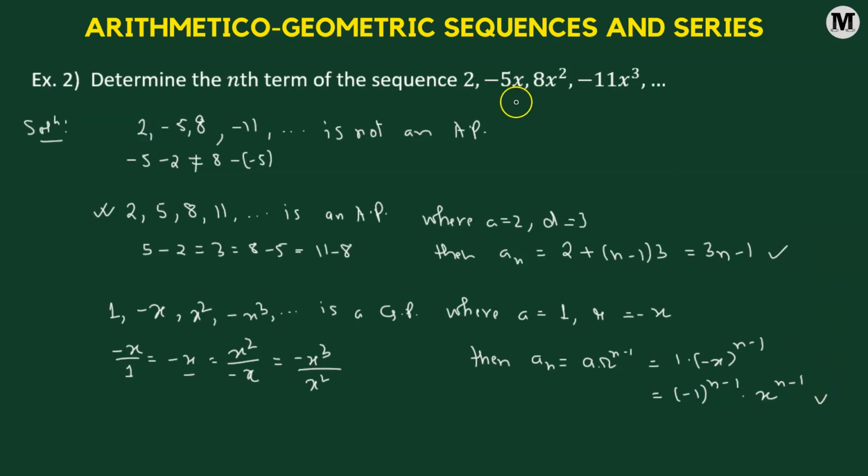So that means the nth term of the arithmetico-geometric sequence a_n is going to be given by 3n minus 1 multiplied to x raised to the power of n minus 1 times negative 1 raised to the power of n minus 1. So this is going to be the required nth term.